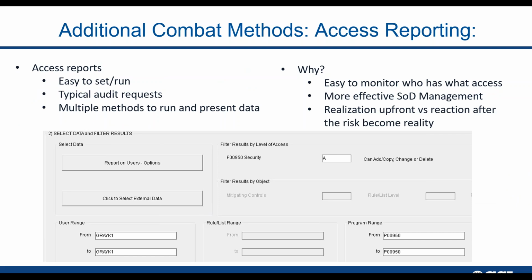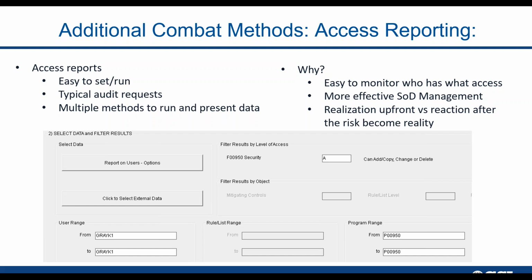All right, the next additional method is access reporting. This is a good one here. Auditors seem to love this, and there are plenty of ways you can run this type of access report. It is easy to set up and run, and as I mentioned, typically with what auditors are requesting and how they're requesting it, I want to know who has access to this, or tell me everyone that can access this process. So it gives you multiple ways to present the data in a report form versus a manual form, which again can have some user manipulation to it. So that's one of the main reasons auditors love this.